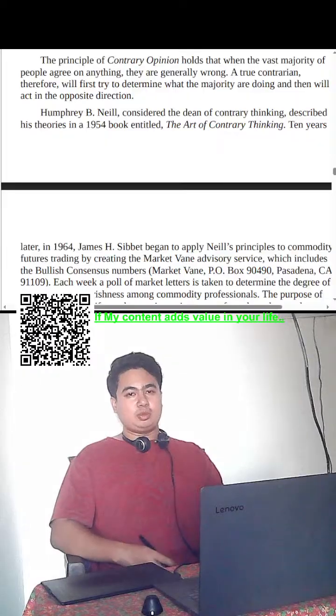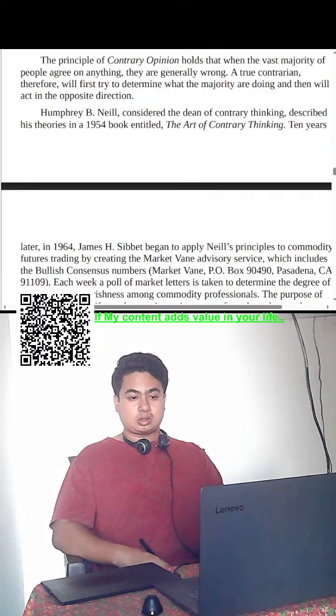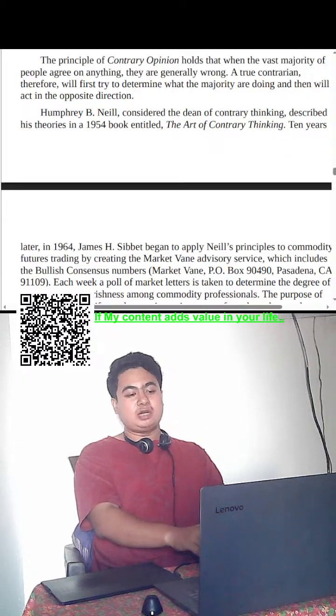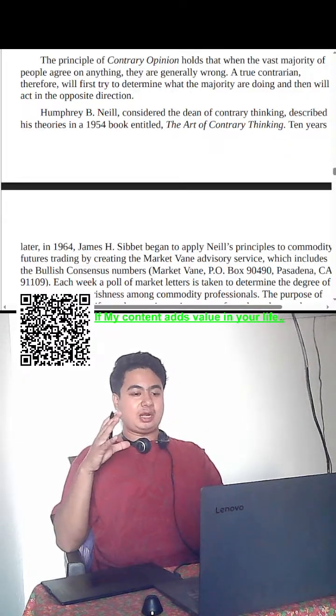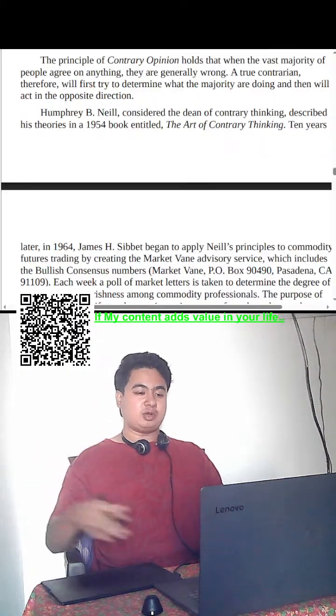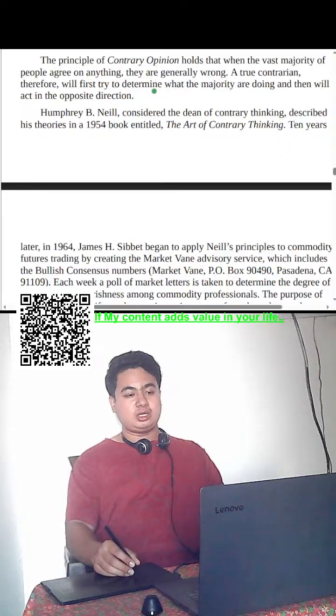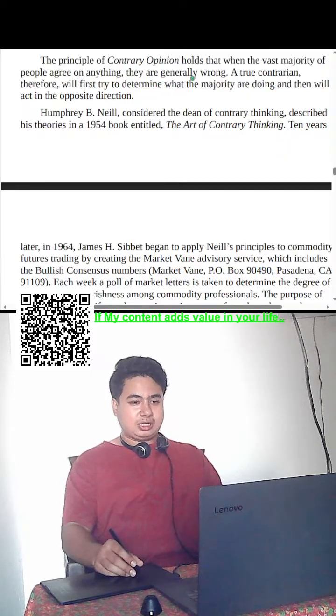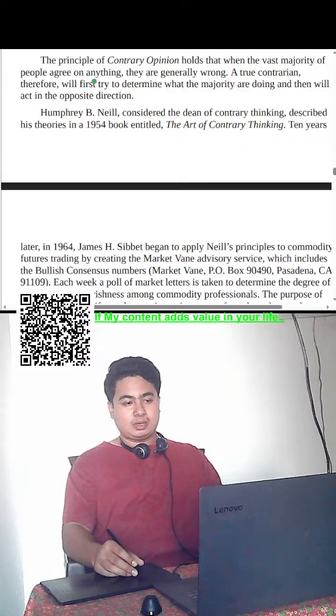So contrary opinion basically means the contrarian. That means someone who is following the contrary opinion. What exactly will they do? They will see where the majority is going, and then act in the opposite direction, because that's what contrary opinion is all about. They think that when the vast majority of people agree on something, they are generally wrong.